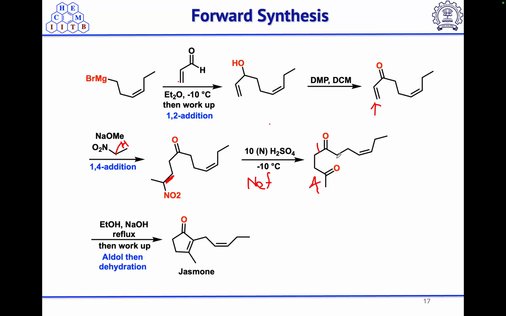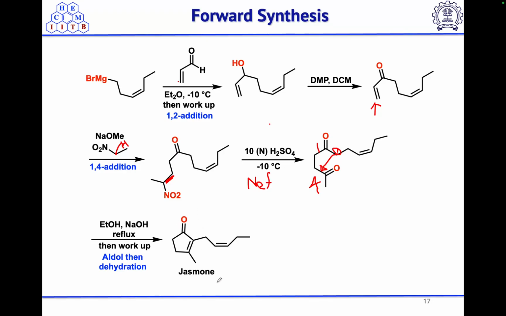Aldol product means first this enolate will generate. Now this enolate will attack this carbonyl group, and you will get this 5 member ring having this alcohol here. In the same condition, under reflux, dehydration will take place, and you will get this alpha beta unsaturated ketone.